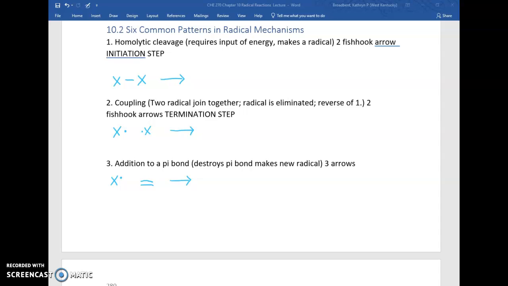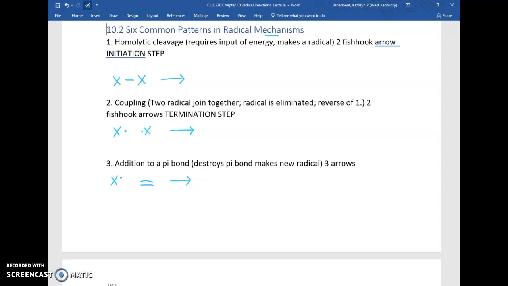So now we're going to look at the 6 common patterns of radical mechanisms. These are mechanisms, so we're going to be making and breaking bonds. They'll look really similar to the resonance structures we were drawing earlier, but this is not just the movement of electrons, this is the movement of bonds. Okay, so the first is a homolytic cleavage.